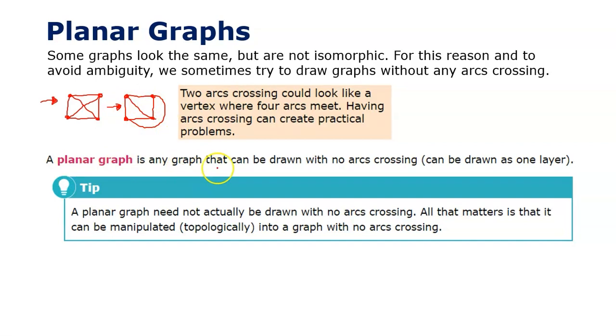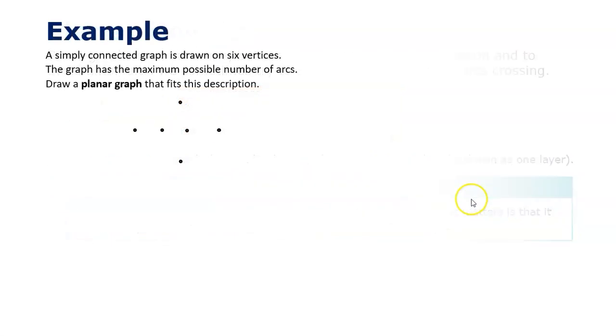So a planar graph is any graph that can be drawn with no arcs crossing. And this idea, that it's only one layer or thickness, is an important one, and we come back to that in the future. So look out for planar graphs and whether graphs are or are not planar. So I've got an example of this here.